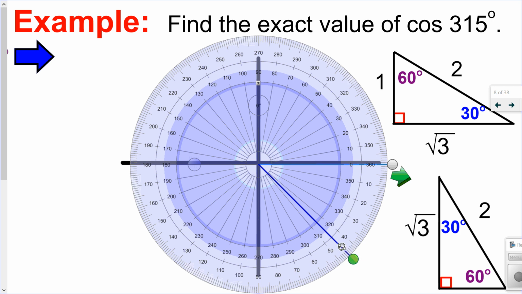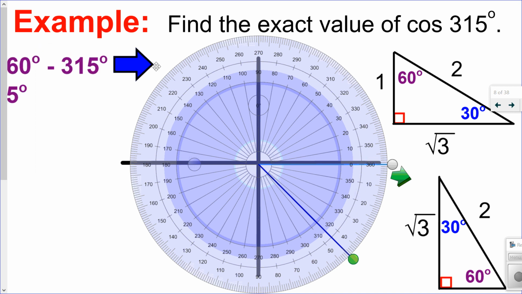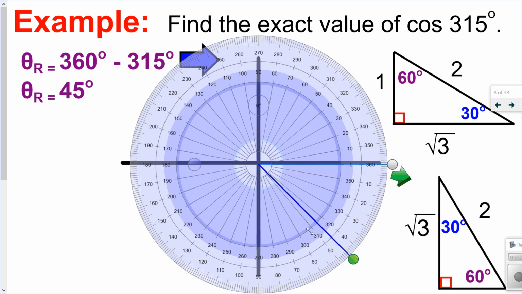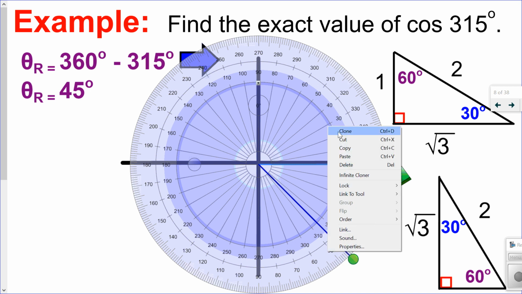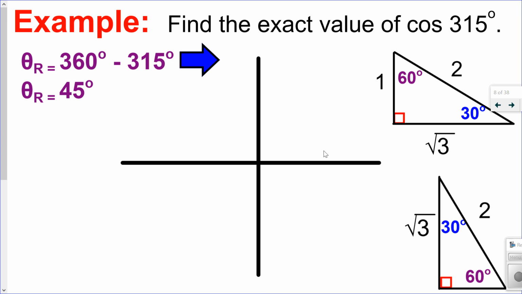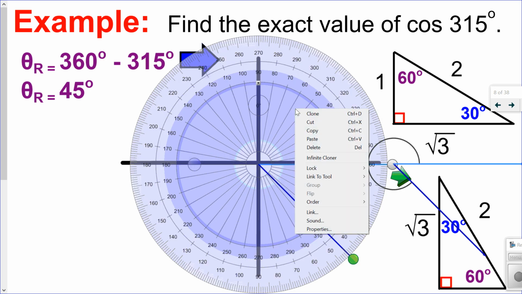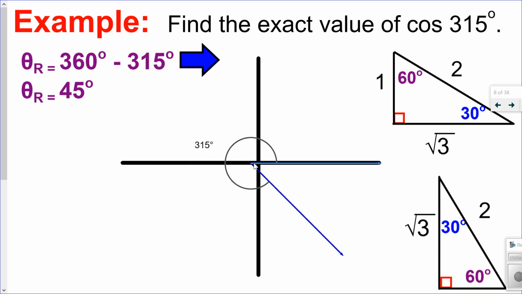So I need to find the reference angle. I haven't made it to 360 yet, so I can do 360 take away 315, and I get my reference angle of 45, which I can see is right because let's count here: 10, 20, 30, 40, 5 more. So I know that that's right. Oh, I forgot to insert the angle first. There we are. Okay, so let's work with this angle here.